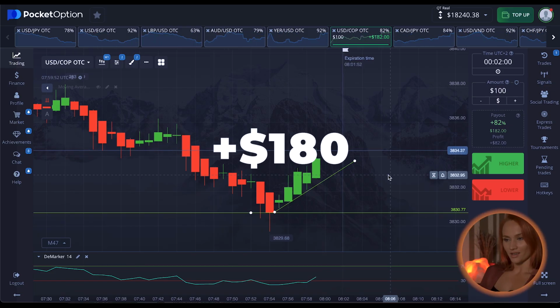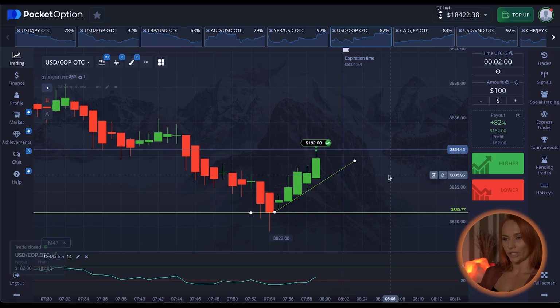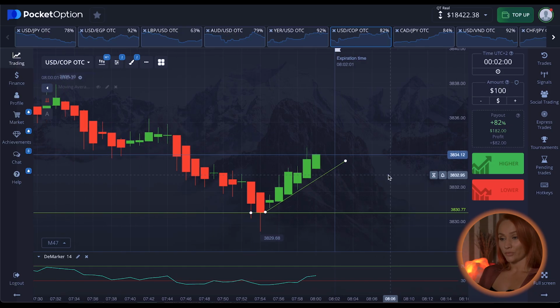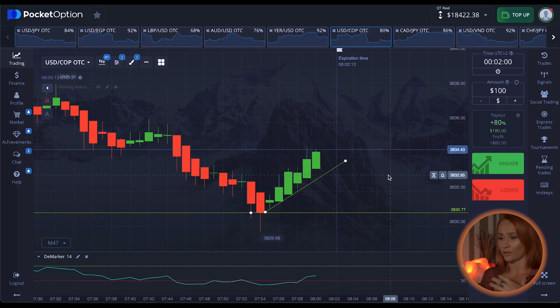Excellent. The deal brings profit plus $180. So to summarize, 2 out of 3 deals were profitable. This is a pretty good result. But remember that using only one indicator still retains the risks that you can, as you have seen today, have losses. Despite its numerous advantages, the DeMarker indicator is not without its flaws, since it is still an oscillator.